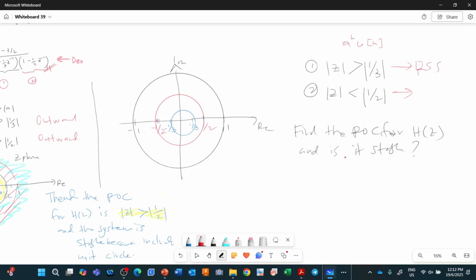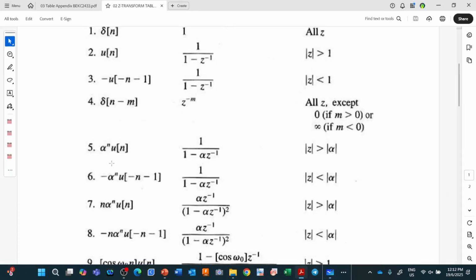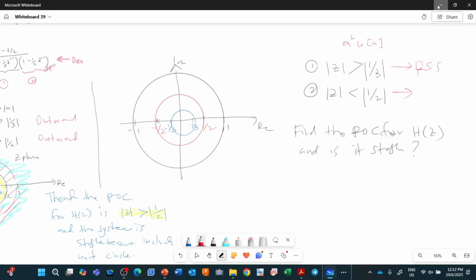Another one is that Z less than A. Z less than A, if you look at the table, the same equation, Z less than A is a left-sided sequence. So basically if you convert it back to y[n], you get a left-sided sequence equation. So this is a left-sided sequence. Okay, so let's plot it.